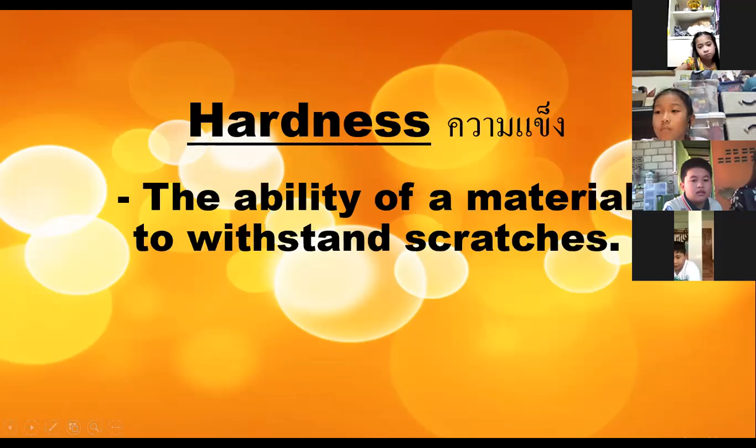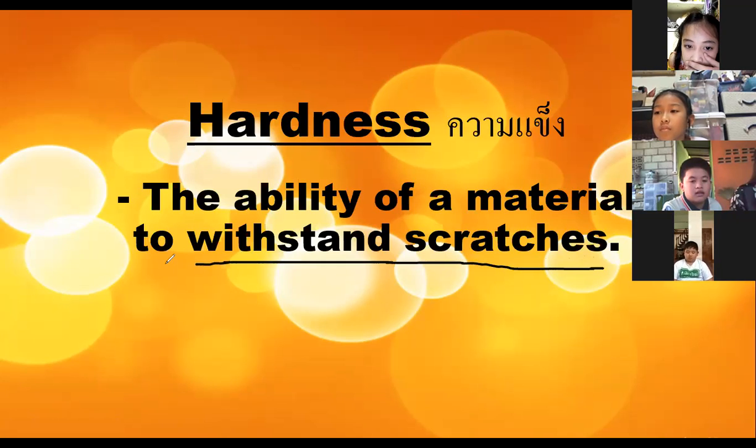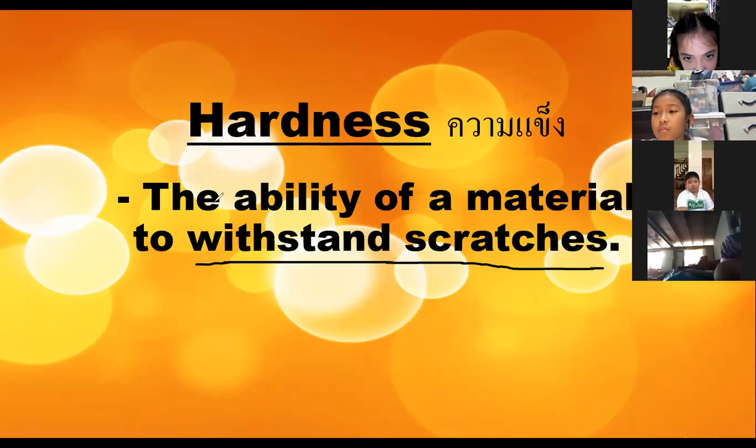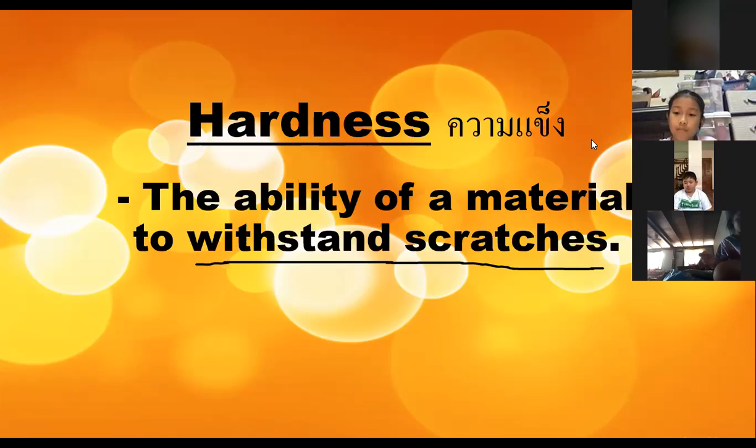Pot 21. The ability of a material to withstand scratches. Okay, so I'm gonna read one more time, class. Hardness, the ability of a material to withstand scratches. Okay, now this is the example. Let me show it to you.